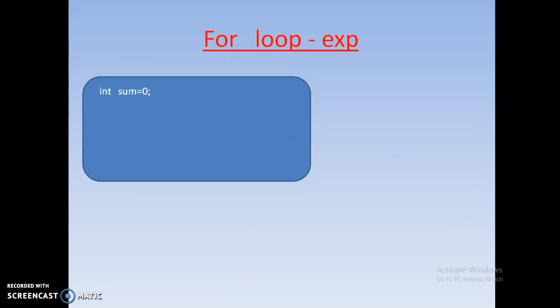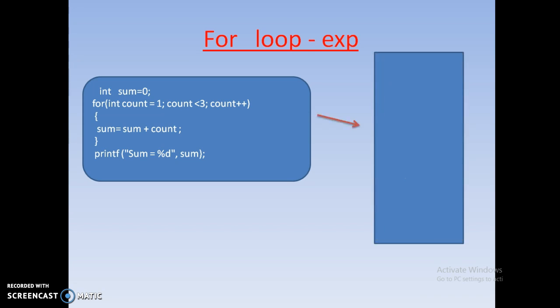Now let's see an example of for loop. First we declare a variable sum and we assign value zero to sum. For loop. Within the for loop, int count is equal to 1 and count less than 3 and count plus plus. Within the body of for loop, sum is equal to sum plus count and sum will be printed. Now, let's see how it will work.